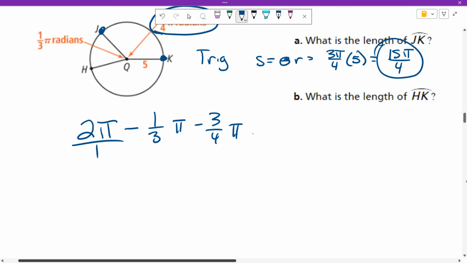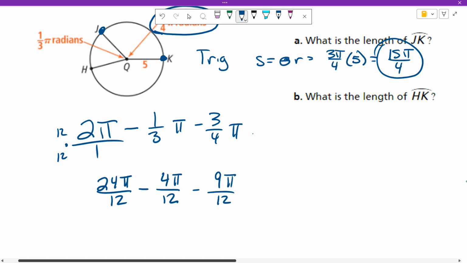12. So if I want to make 12 out of this, I multiply top and bottom by 12. So it's 24 pi over 12 minus, to get 12 down here, it would be 4 pi over 12. And to get 12 here, I'd multiply top and bottom by 3, so it's 9 pi over 12. 24 minus 4 is 20, minus 9 is 11 pi over 12. That's the angle here. If we take that times the radius of 5, we get 55 pi over 12.